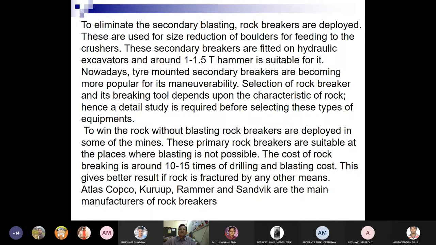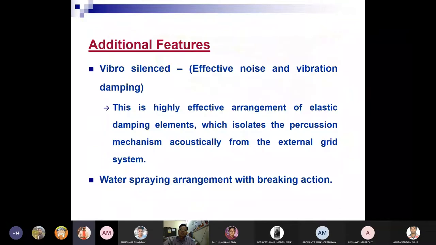Selection of rock breaker and its breaking tool depends upon the characteristic of the rock. Hence, a detailed study is required before selecting these types of equipment. To wean the rock without blasting, rock breakers are deployed in some of the mines. These primary rock breakers are suitable at places where blasting is not possible. The cost of rock breaking is around 10 to 15 times of drilling and blasting cost. This gives better result if rock is fractured by any other means. Atlas Copco, Krupp, Rammer are the companies who manufacture the rock breakers. This is the rock breaker.